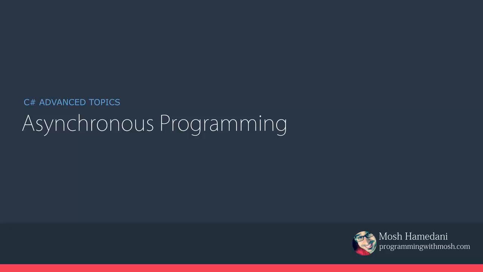Okay, we got to asynchronous programming. One of the things that confuses developers is asynchronous versus synchronous execution model. So in this lecture, I'm going to explain the difference between synchronous and asynchronous execution model, and then explain how we can do asynchronous programming with C#.